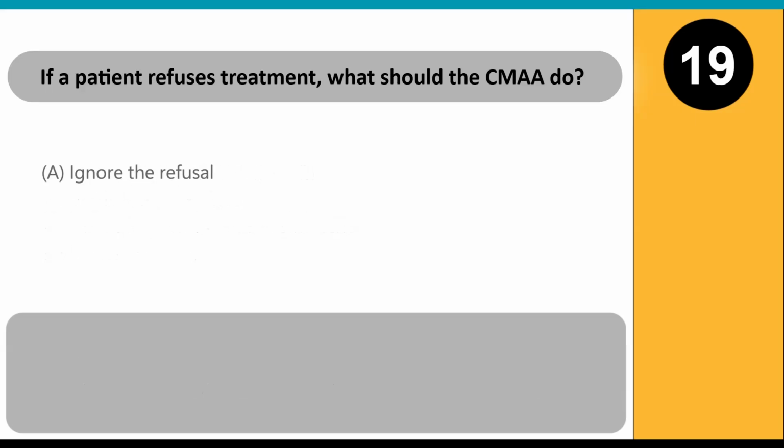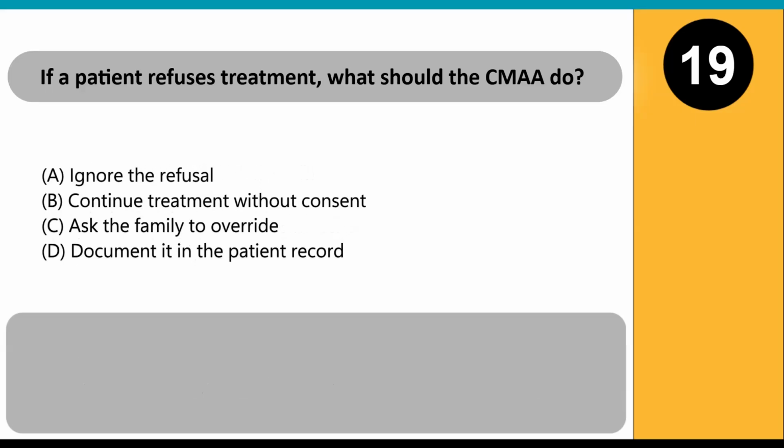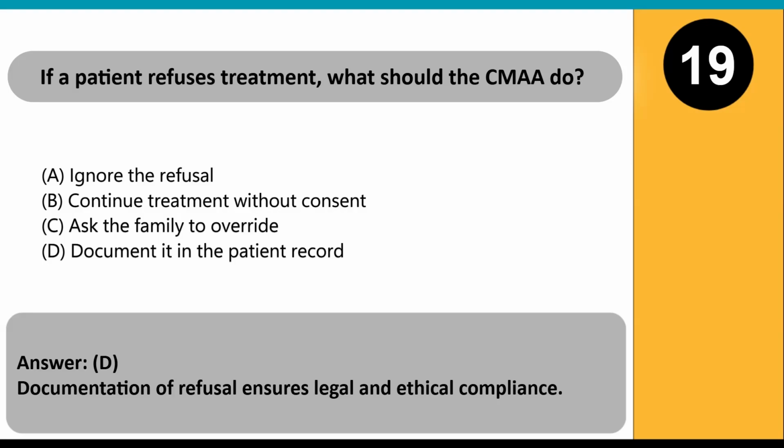If a patient refuses treatment, what should the CMAA do? A. Ignore the refusal. B. Continue treatment without consent. C. Ask the family to override. D. Document it in the patient record. Answer D. Documentation of refusal ensures legal and ethical compliance.